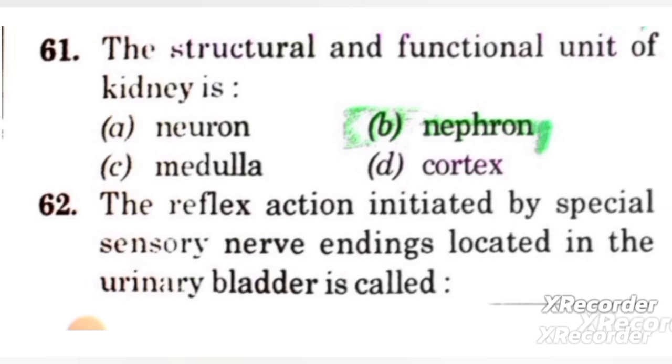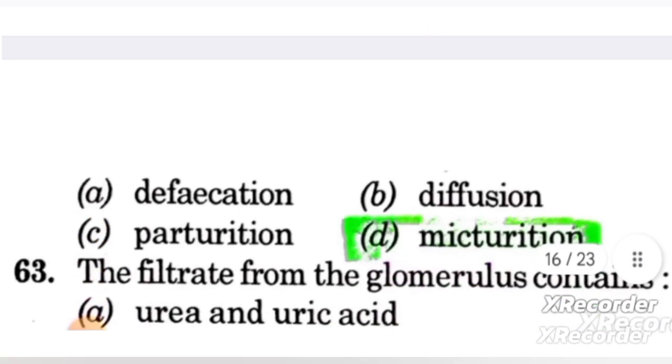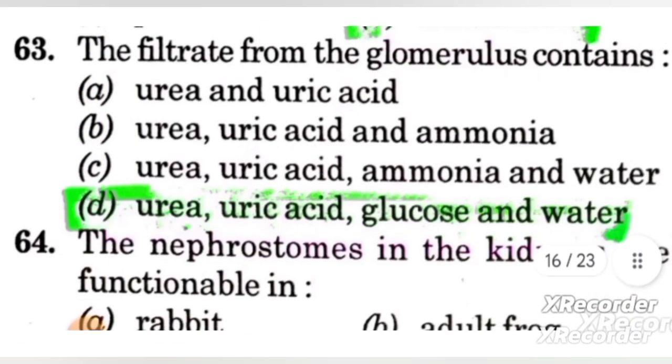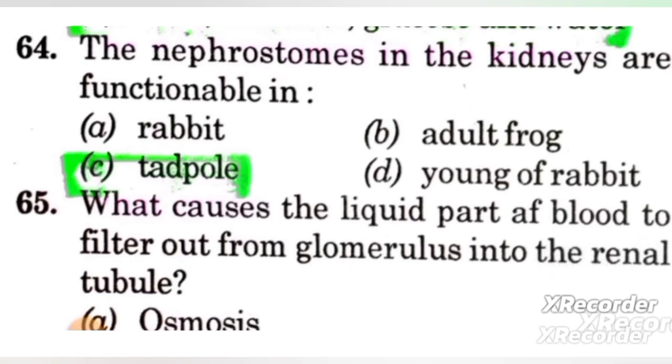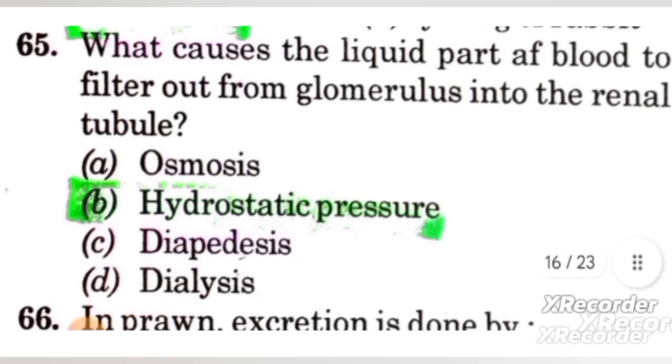Next 62. The reflex action initiated by special sensory nerve ending located in the urinary bladder is called answer D. Micturition. Next 63. The filtrate from the glomerulus contains answer D. Urea, uric acid, glucose and water. Next 64. The nephrostomes in the kidney are functional in answer C. Tadpole.